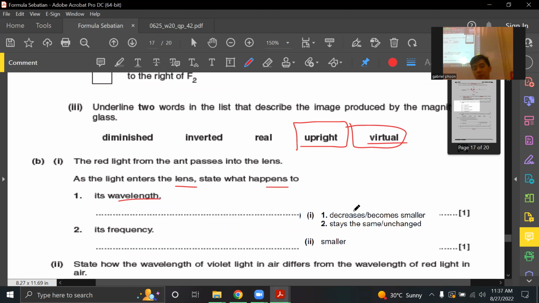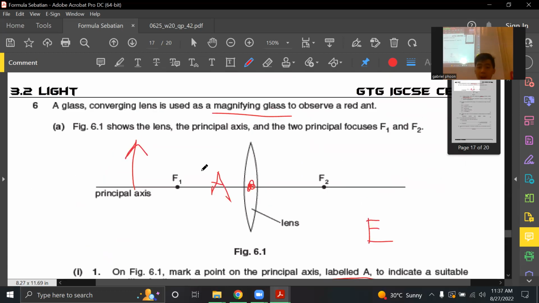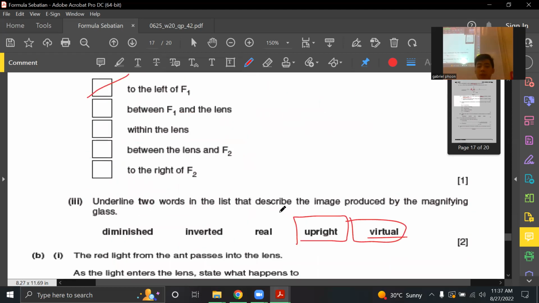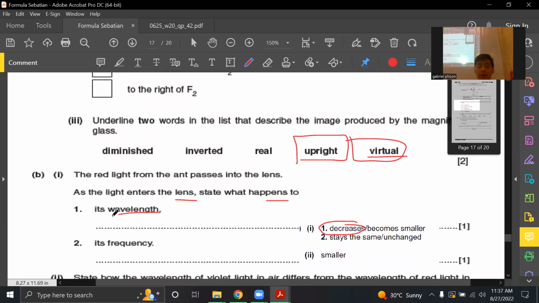Obviously, the wavelength is going to decrease because the light is traveling into a denser medium. The speed of light in air will definitely be the fastest. The speed of light in any medium will definitely be lower, guys. Very important, you need to know this. And because of that, when the speed of light is decreased, your wavelength is bound to decrease, in accordance with your v equals f lambda formula.